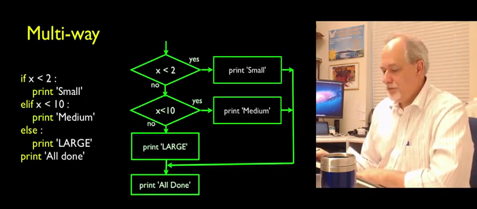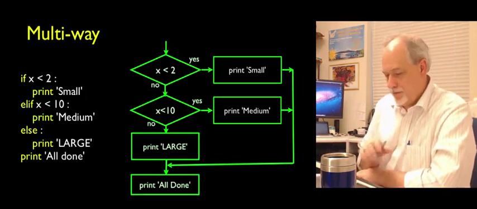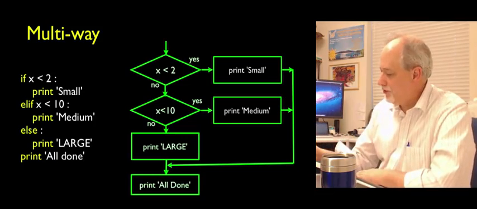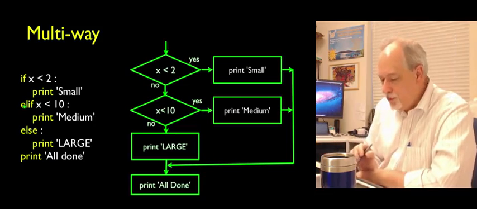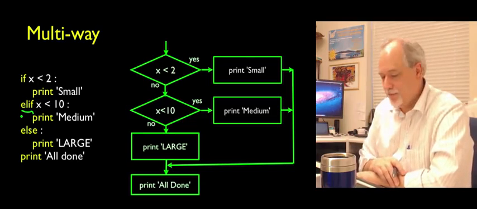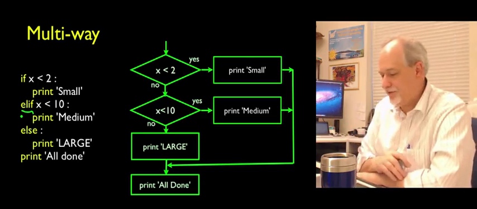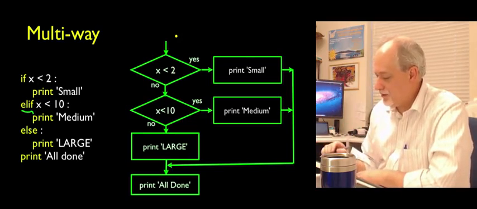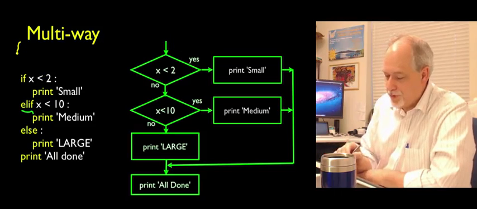So here is a multi-way if, and it introduces a new reserved word, elif, which is a combination of else and if. And this one probably is just as easy to talk about with the picture here. The first question is asked.